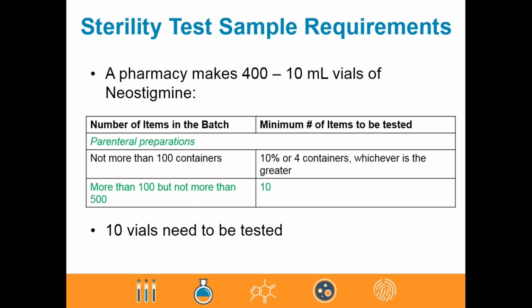So in this example, it's the same 10 ml neostigmine vials, but in this case they make 400 vials in the batch. So again, starting on the left side of the table, this time it's 400 vials, so you fall into the more than 100, but not more than 500. So this time there's no calculations required. It's just a straight 10 vials that need to be used in the sterility test. And again, same thing, all volume from all 10 vials is going to be used in the sterility test.